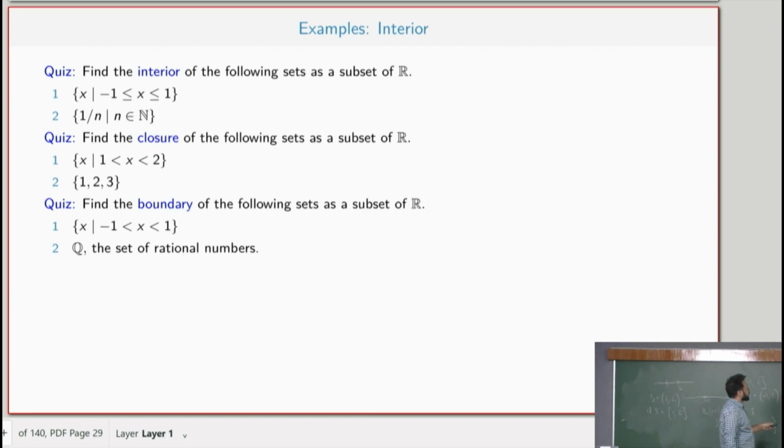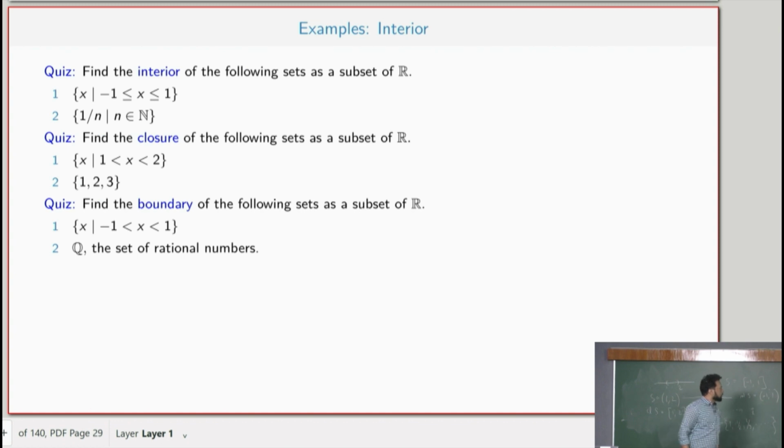Wherever I take however small an epsilon ball around -1, it will always intersect with the set, the open interval (-1, 1), as well as the complement. So -1 and 1 are boundary points, but for any point inside, there will exist a ball, even if you go just slightly inside, small enough that it's completely inside. So those points will not be boundary. Any point just inside (-1, 1) can never be boundary because you will always find a small enough ball.